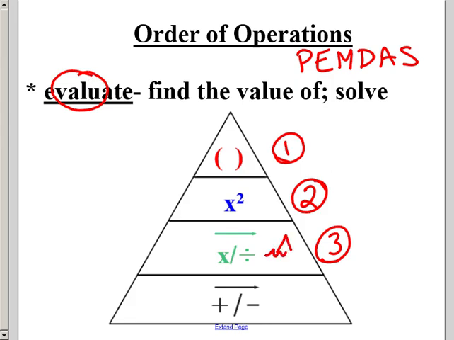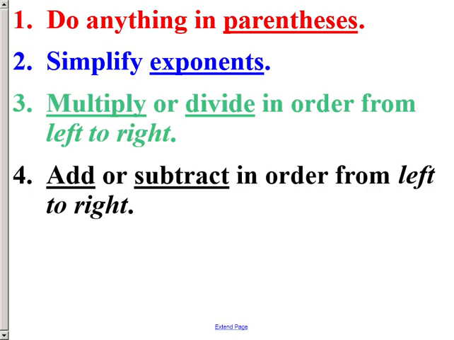This is a sharky step, because people often will say, well, multiplication comes before division because the M comes before the D. That's not accurate. You multiply and divide in order from left to right, whichever one comes first. And the same thing with addition and subtraction. We'd add or subtract in order from left to right, whichever comes first. So again, if we look at that in words, we do anything in parentheses, then we simplify any exponents, then we multiply or divide in order from left to right, then we add or subtract in order from left to right. So let's look at some examples.